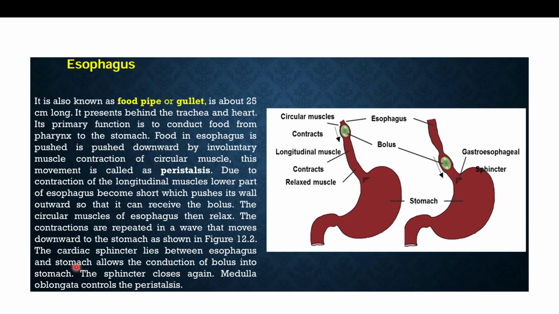The cardiac sphincter lies between the esophagus and stomach, allowing the conduction of bolus into the stomach. This should be the gastroesophageal sphincter, not really the cardiac sphincter. The sphincter closes again, and the medulla oblongata in the brain controls the peristaltic movement, the involuntary movement of the muscles in the stomach.